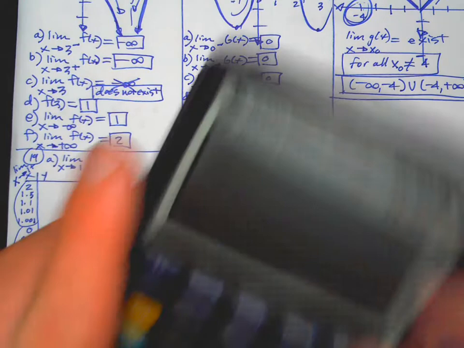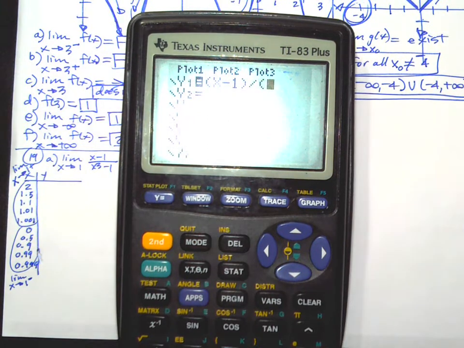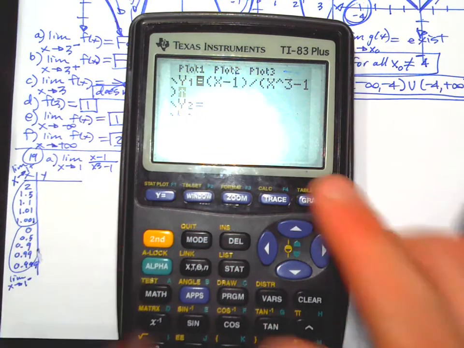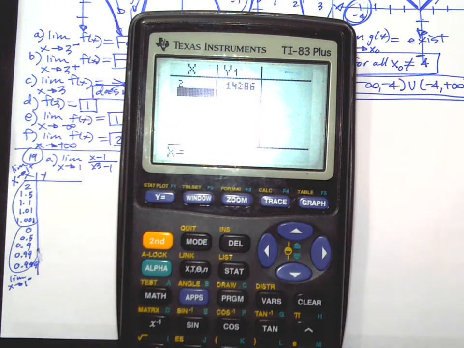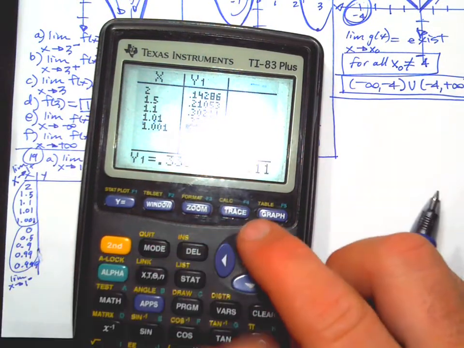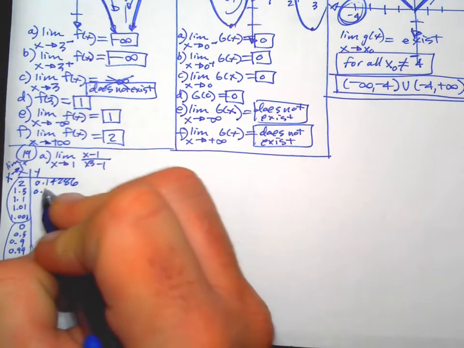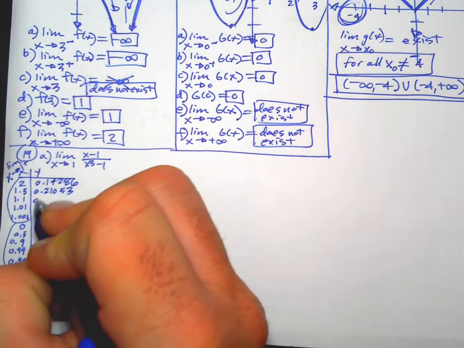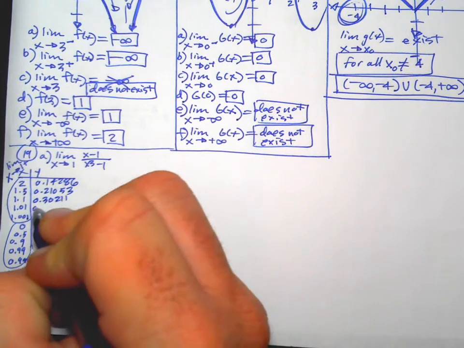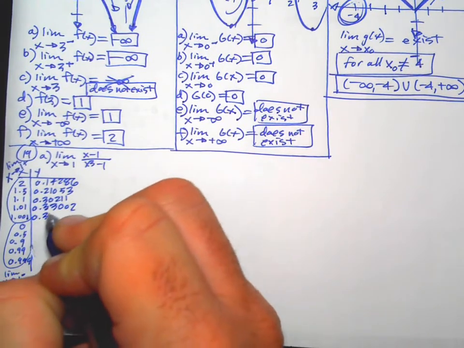So on our calculator, put this in parentheses, x minus 1 divided by parentheses, x to the third minus 1, close, go to the table, type these values in, 2, 1.5, 1.1, 1.01, 1.001. Write these numbers down. 0.14286, 0.21053, 0.30211, 0.33002, 0.33300.